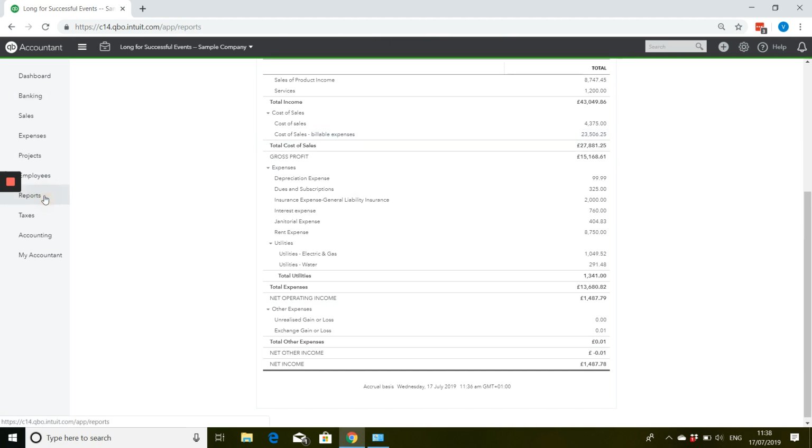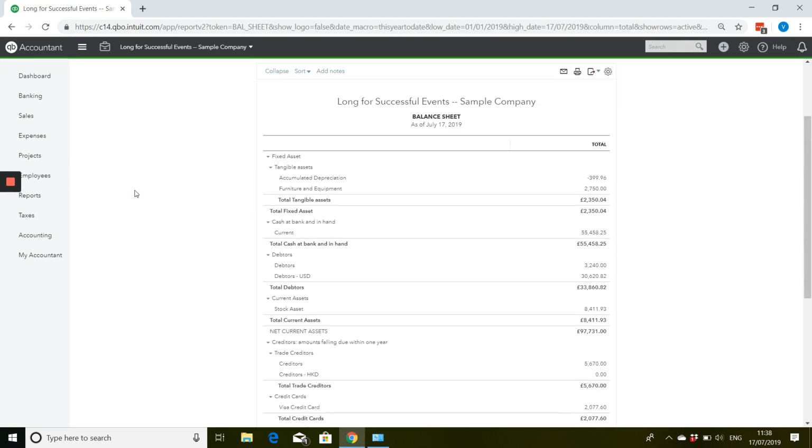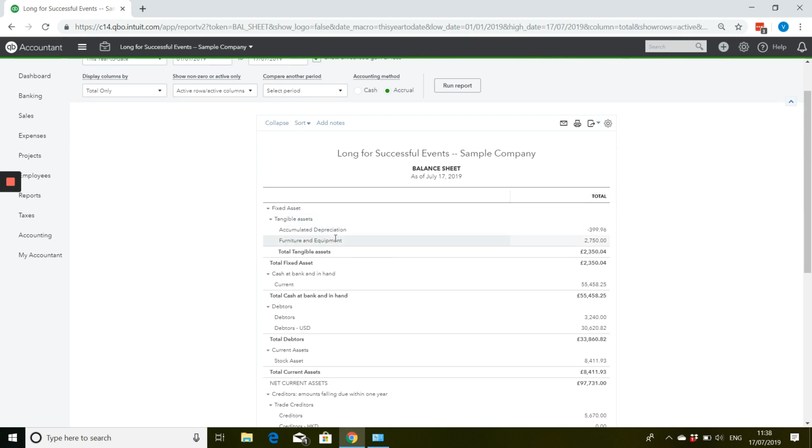Now, if we go back to reports, I'm just going to show you the balance sheet as well. You're not going to need to know too much detail, but it's always good to know what kind of things you're looking at in your company. So again, I've got it this year to date. Tangible assets is things like large equipment that you might have, such as furniture for the office, or computer equipment, if it's more than a couple of £100, if it's something that's going to last over a year generally, and it's proper equipment, then you can put it in here as a tangible asset.